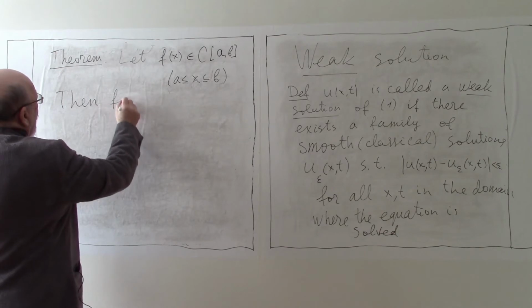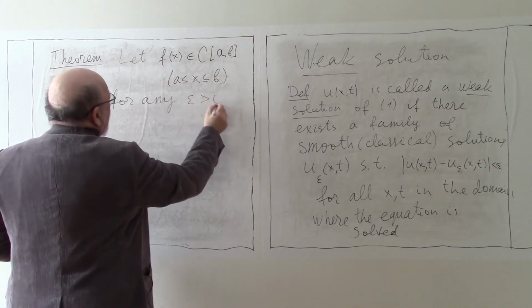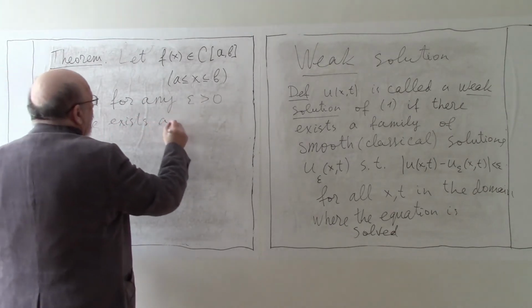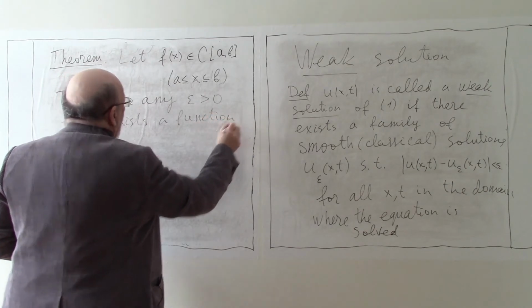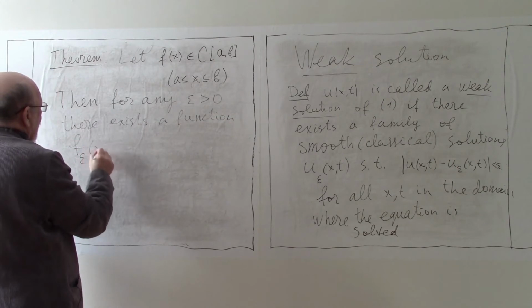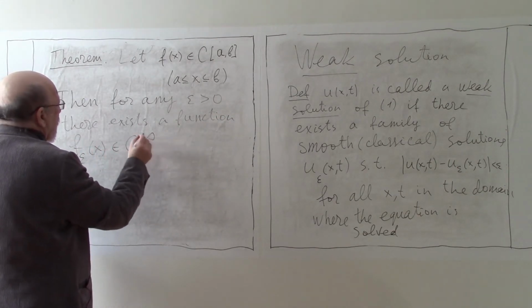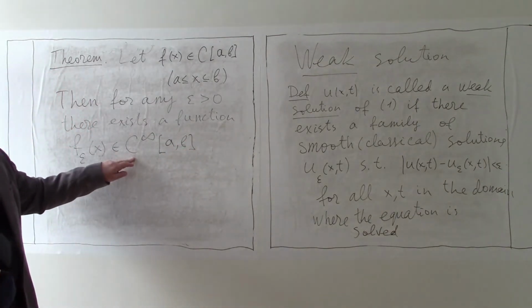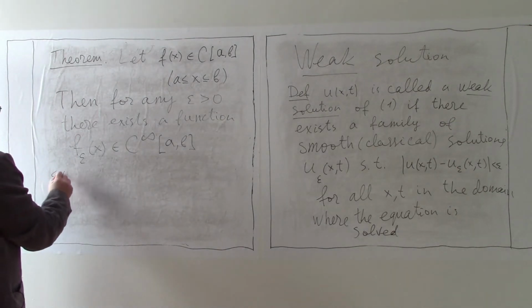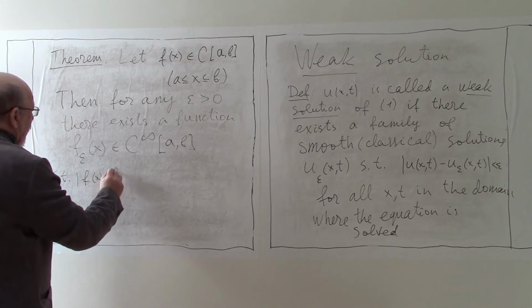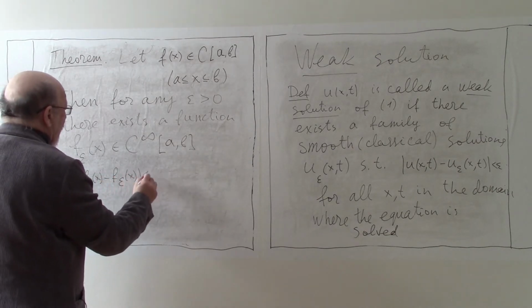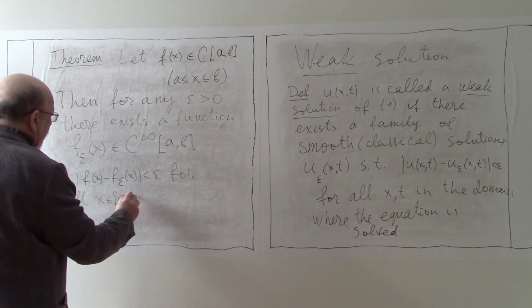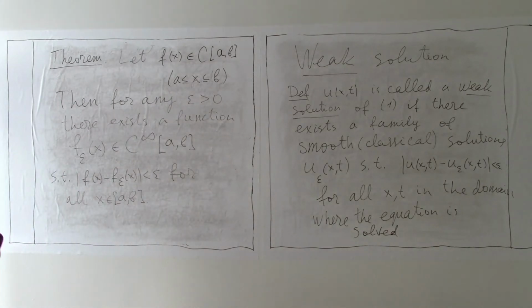Then for any epsilon, there exists a function f epsilon of x, which is infinitely many times differentiable on the segment AB. This means that it has derivatives of all orders continuously, such that modulus of f of x minus f epsilon of x is less than epsilon for all x between A and B. So this is the theorem.